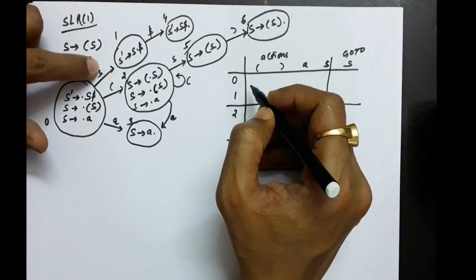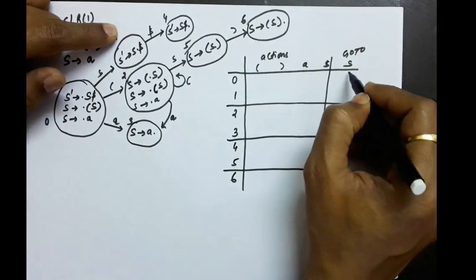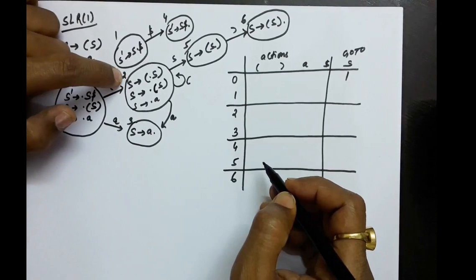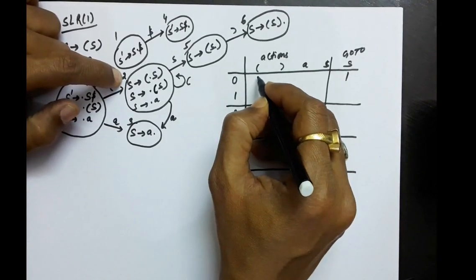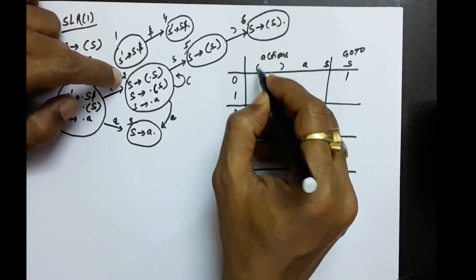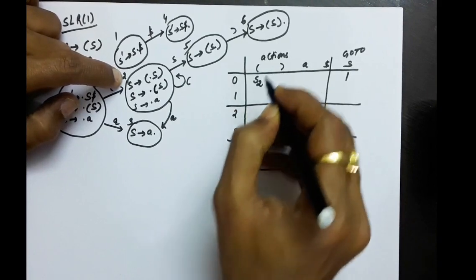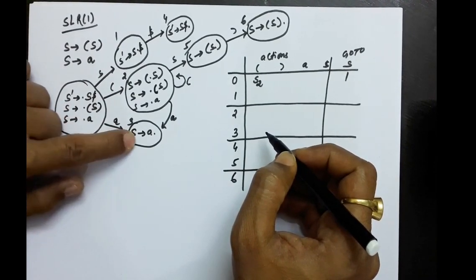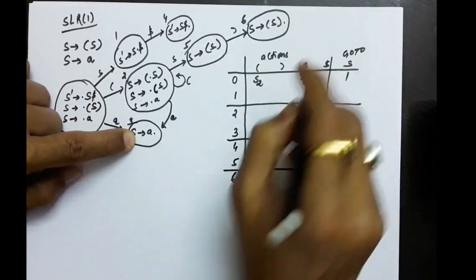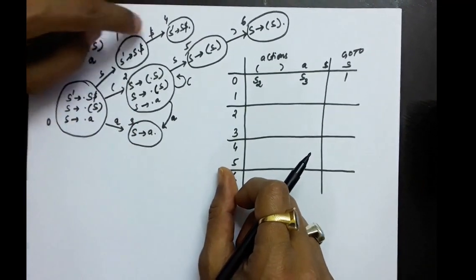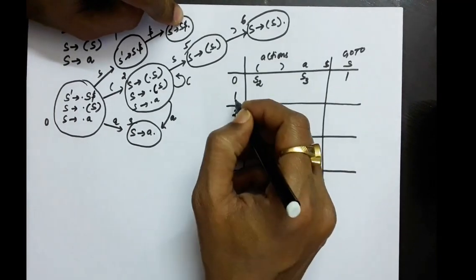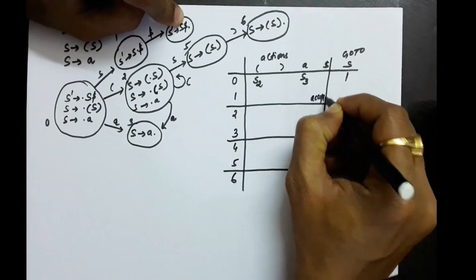So from 0 with capital S, you are going to state 1. On 0 with opening parenthesis, you are going to 2. Since this is a terminal symbol, you will be writing shift 2. On 0 with small a, you're going to state number 3, so we'll be writing S3 here. On 1 with dollar, you're reaching the state which has the final item with respect to the start symbol, so on 1 with dollar, you'll be writing accept.